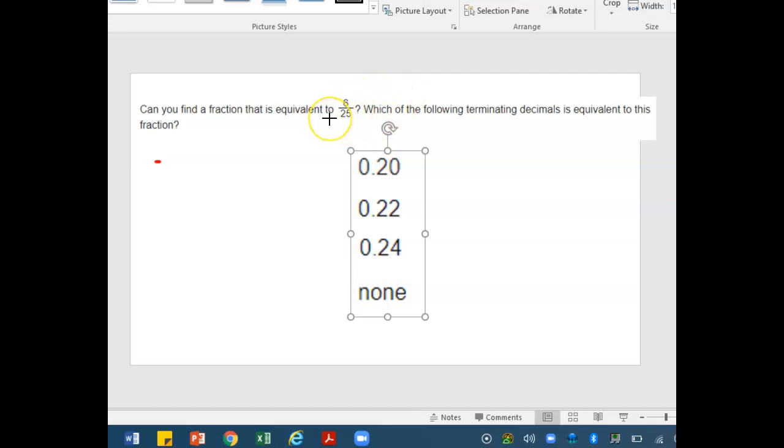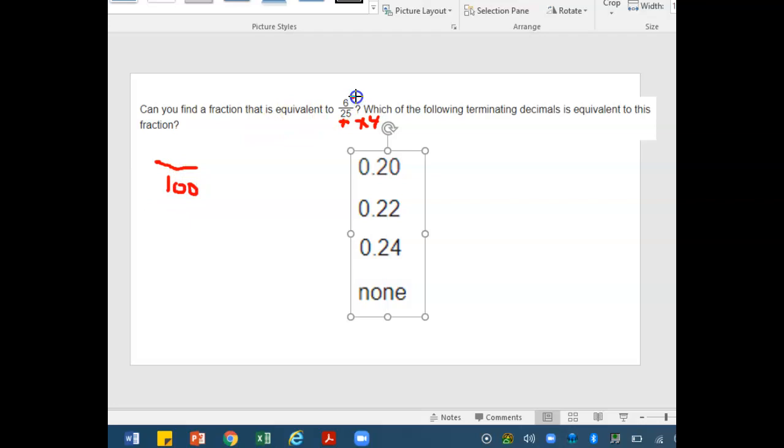The reason why we want it over 100 is because it's easier for us to convert it into a decimal without a calculator. So what I'm going to do is look at the denominator 25 and think of it as money, right? It takes 4 quarters to equal $1. So I'm going to multiply the denominator by 4. 25 times 4 is 100, right? 4 quarters equal $1. So now I can change the denominator to 100.